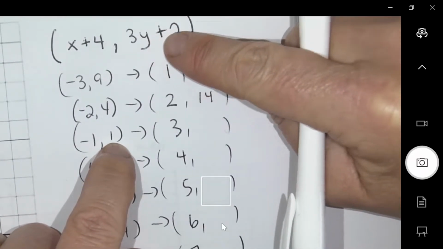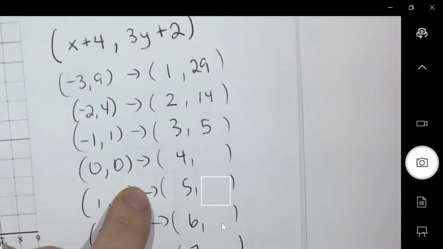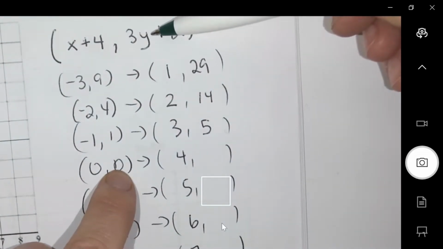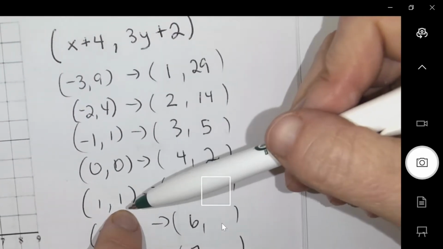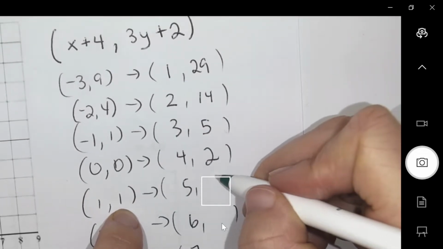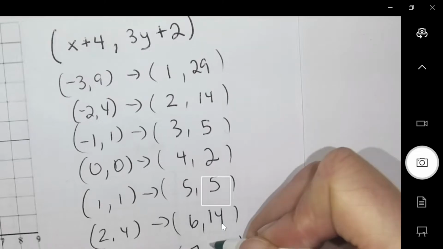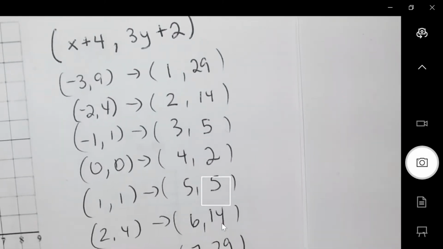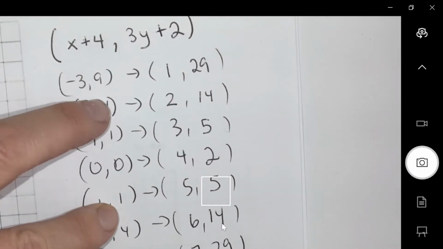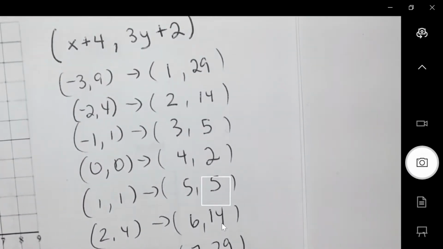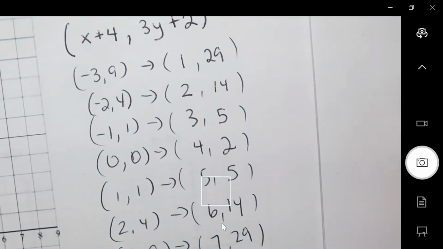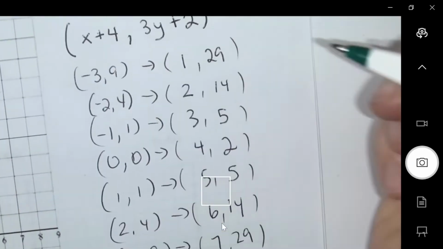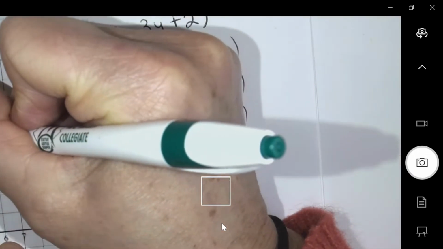3 times 1 plus 2, do you get to a 5? 3 times 0, 0. Plus 2 is 2. Hey, isn't this going to be symmetric here? 5, 14, 29. Right? Because those are both 1s, those are both 4s. Okay, so can you graph, I don't know, 3, 5, 4, 2, 5, 5.